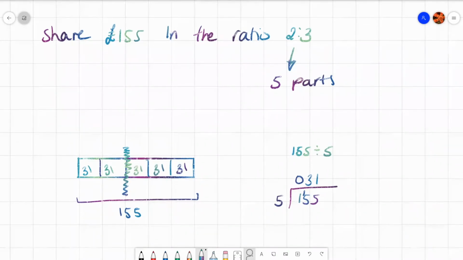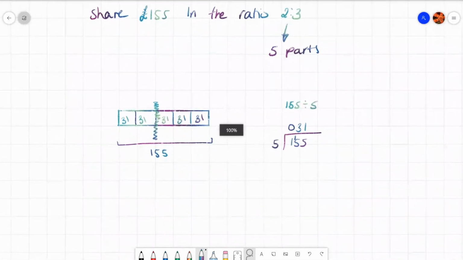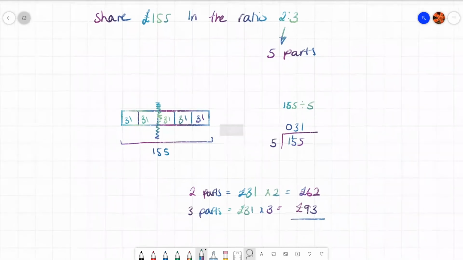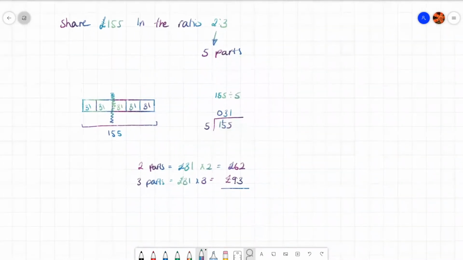Okay, so I want to know 2 parts and then 3 parts. So 31 times 2 then, that's what I'm going to do, £62. And then we want to know 3 parts. So it's 31 times 3, which is £93. Okay, remember you have to write your answer in order. So I want 2 parts first. So it's 62 and £93. And that is your final answer. And that is how you use the bar method to answer ratio questions.